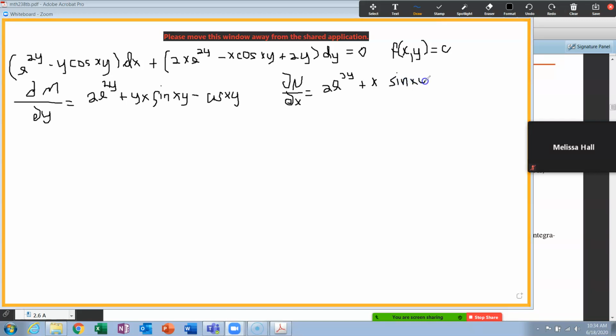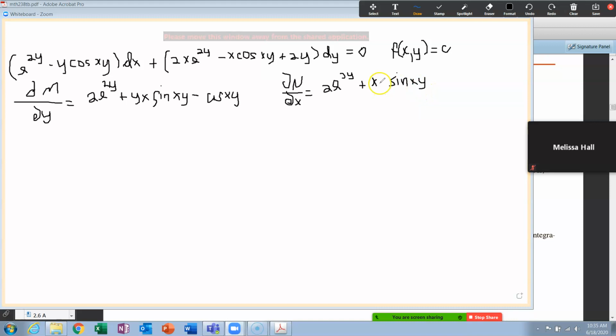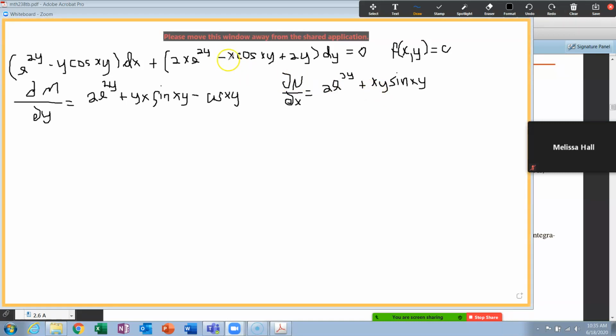and then we take chain rule, derivative of the argument there, with respect to x, and that would give us a y. Okay. Minus, because that minus is still there, the second times the derivative of the first. With respect to x, that's just going to be a minus cosine xy.